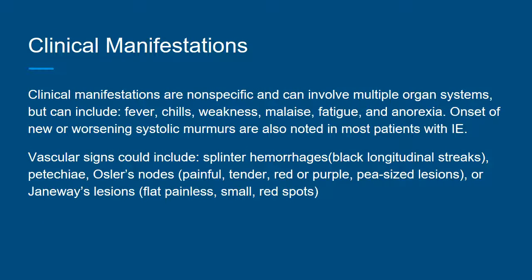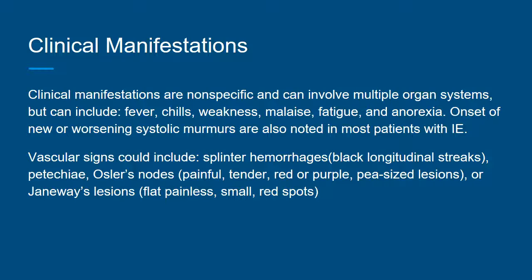Clinical manifestations of infective endocarditis are nonspecific and can involve multiple organ systems, but can include fever, chills, weakness, malaise, fatigue, and anorexia. Onset of new or worsening systolic murmurs are also noted in most patients with infective endocarditis.